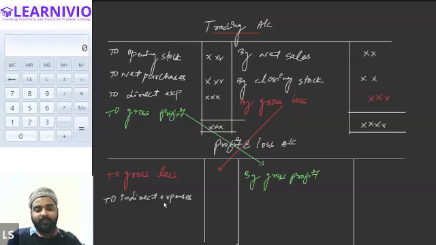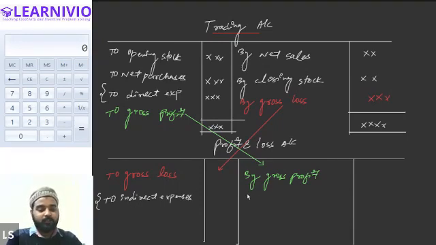So all the indirect expenses are recorded on the debit side, same as the trading account. In case of trading account also, we were recording all the expenses on the debit side. Similarly, in case of profit and loss account also, we will be recording all the expenses on the debit side only. But the difference is that in case of profit and loss account, we will be recording all the indirect expenses only. But in case of trading account, we used to record the direct expenses only. So that is the main difference.